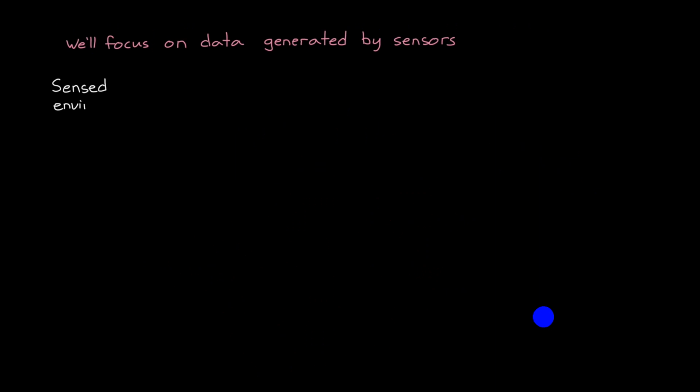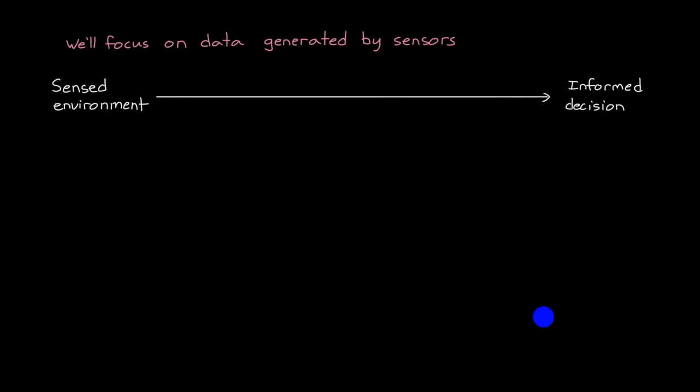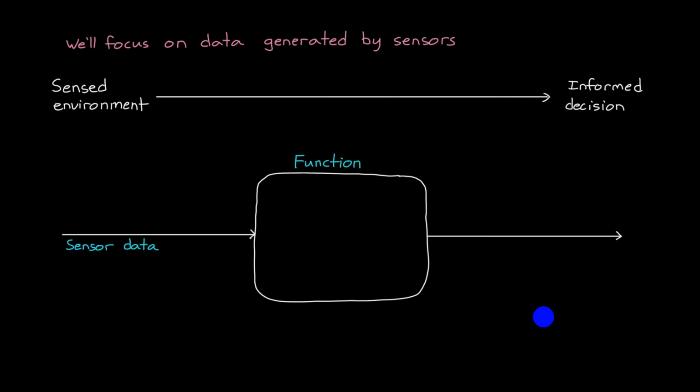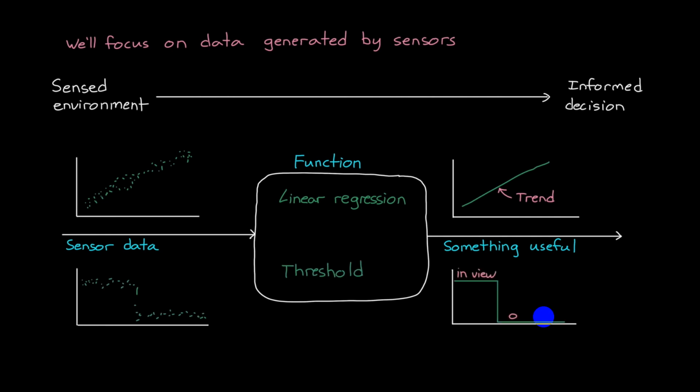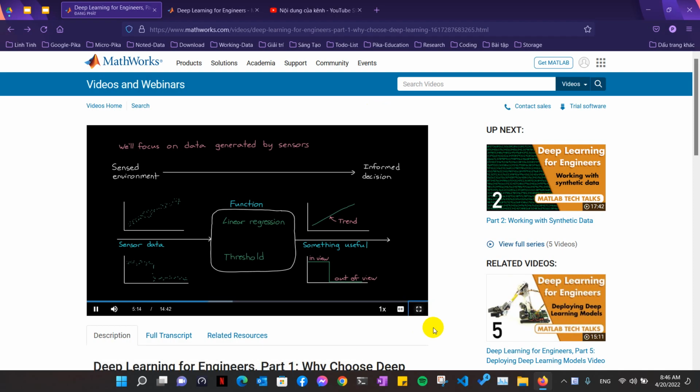Engineers use sensors to measure the environment, and we want to use the measured data to perform some future action. We want to make some informed decision based on what the sensors observe. Therefore, we often need a function or algorithm that takes in sensor data and returns something useful. And we have tons of methods that we can use to find patterns in sensor data. For two simple examples, we might just run a linear regression to determine how the data is trending over time. Or we may look for when the signal drops below some threshold to indicate that whatever the sensor was observing is no longer in view.